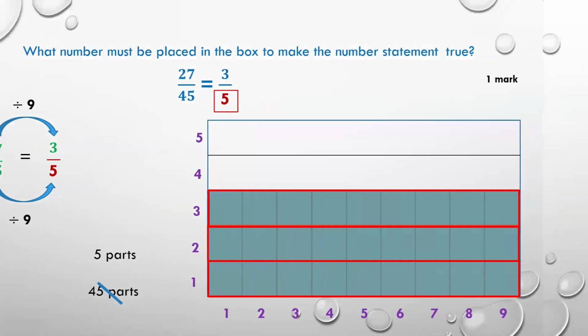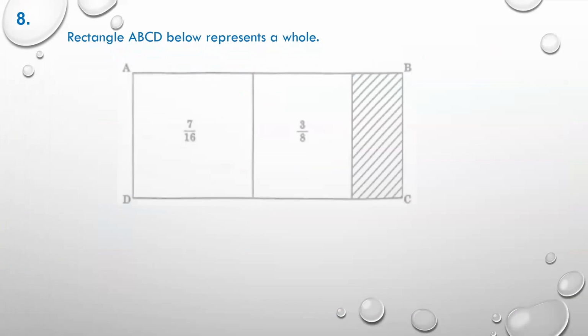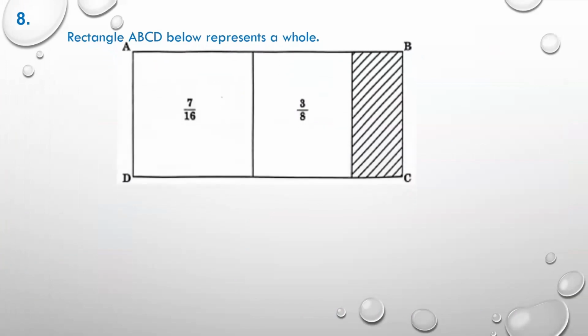Right, let's move on now to number 8, where in that question, we're going to be looking at a rectangle A, B, C, D below, which represents a whole. So this is an entire whole here, this large rectangle. And they're asking us to find what fraction of the rectangle is shaded. So we need to know the remainder. And there are many different ways to do this.